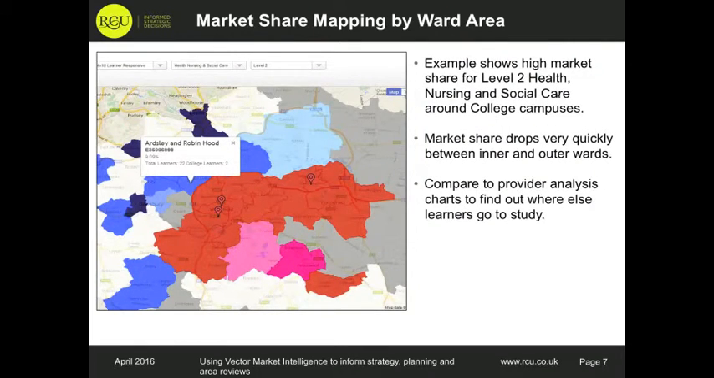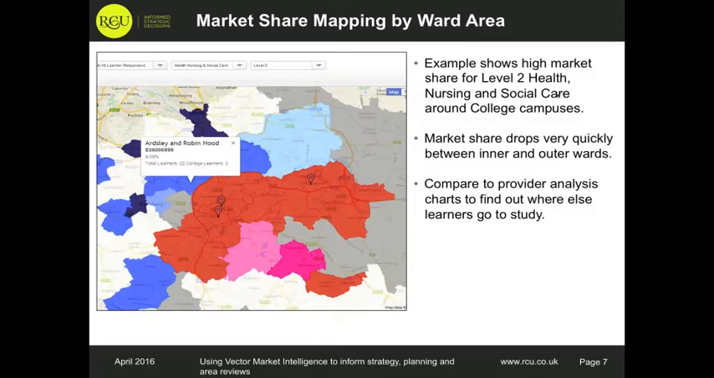What we can do as well, because we're working with Google Maps, is be precise in how granular we get down into the research. We'll come on later very briefly to a live map, but this just shows that in Vector we can pick a subject area. Here it's health, nursing and social care at level 2, and that plots the college's market share by ward. Reds are where it's highest and blues are where it's lowest. You can see where the college is recruiting most of its level 2 health and social care learners from, so you can really focus on that recruitment area.